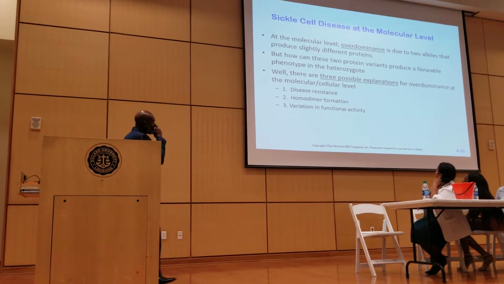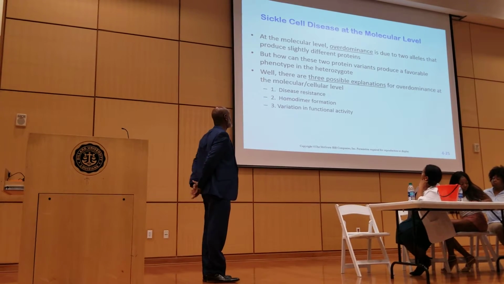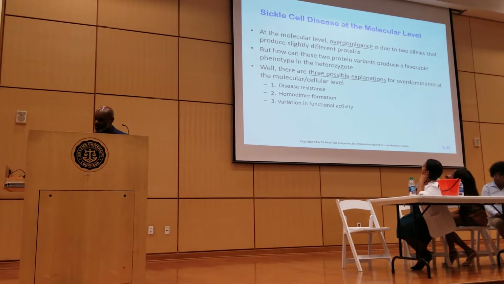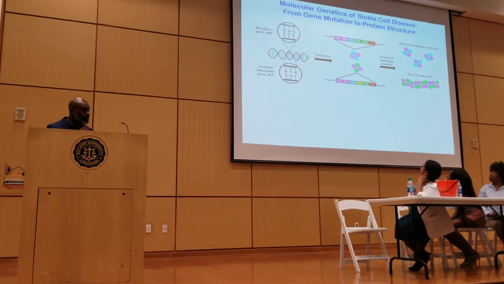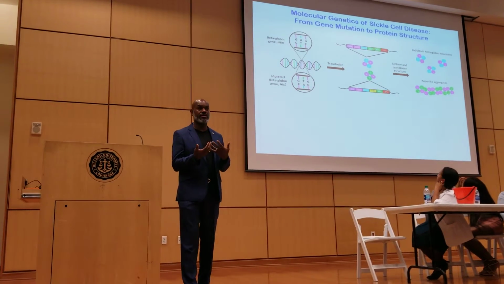And this one, on the molecular level, we begin to look at the resistance of the disease based upon the allele formation, and then how the protein is formed. So we'll just move forward on that one and just show you a picture. So what happens with sickle cell disease? How did it come about?